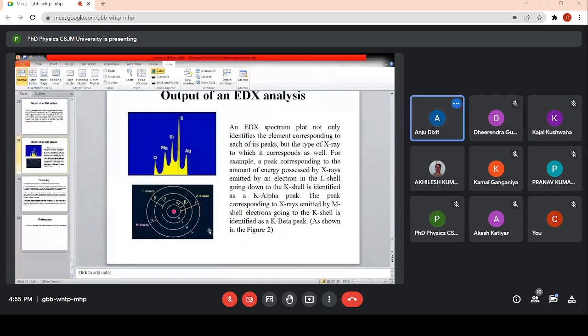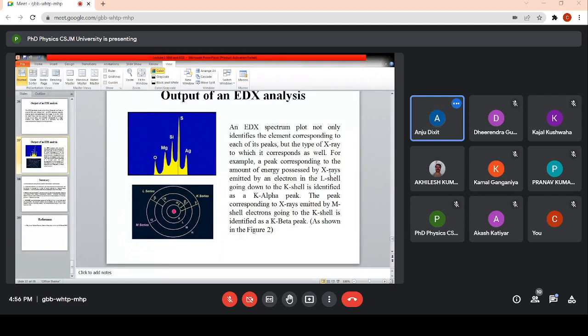Yes, it is there. So an EDX spectrum plot not only identifies the element corresponding to each of its peaks, but the type of X-ray to which it corresponds as well. For example, a peak corresponding to the amount of energy produced by X-rays emitted by an electron in the L shell going down to the K shell is identified as a K alpha peak, जैसे कि इस डायग्राम में आपको दिखाया गया है.